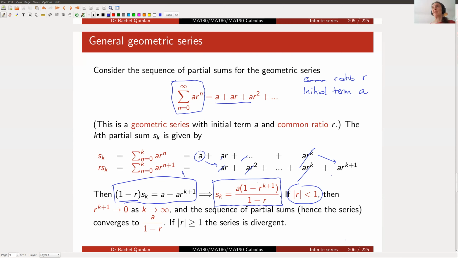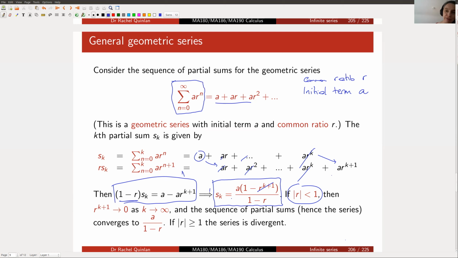High powers of something that's between 0 and 1 in absolute value will head to 0 as we keep taking higher powers. So in the case where the common ratio R is less than 1 in absolute value, the sequence of partial sums has this as its kth term. And as K goes to infinity, the R to the K plus 1 goes to 0. And remember what the partial sum is: that's the running total as you add together all the terms in the series from the first one onwards, the running total after you've added up terms as far as the kth term.